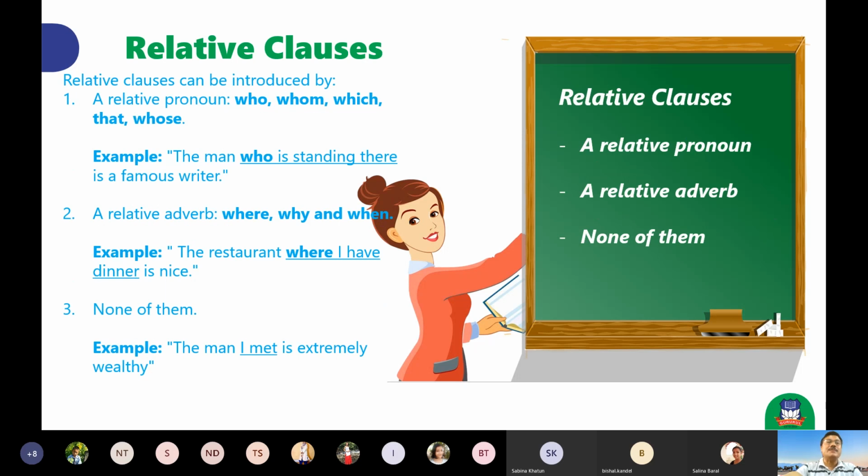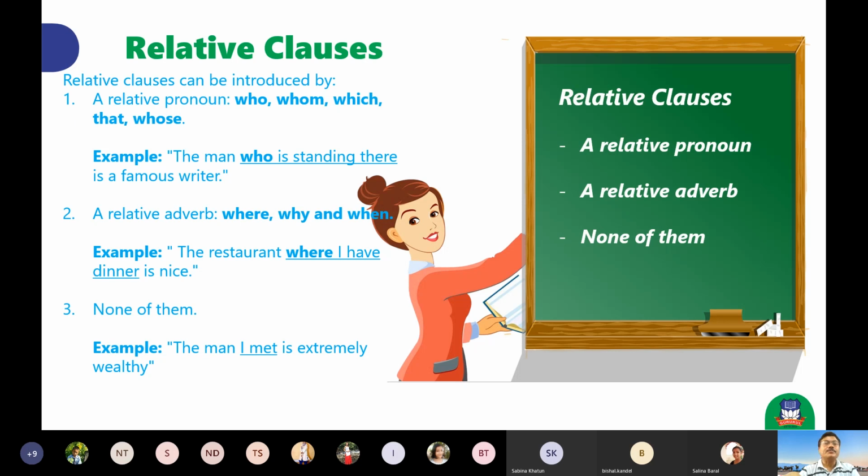So relative clauses can be introduced by, how can a relative clause be introduced? A relative pronoun like who, whom, which, that. So with the relative pronoun, it can be introduced in the sentence. So example, the man who is standing there is a famous writer. Who is standing there is the part which is underlined and it started with who, a relative pronoun. So this way with a relative pronoun it can be introduced.